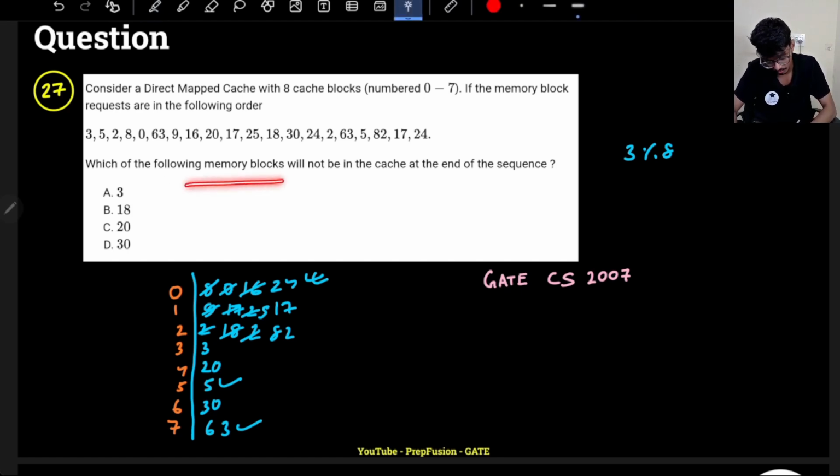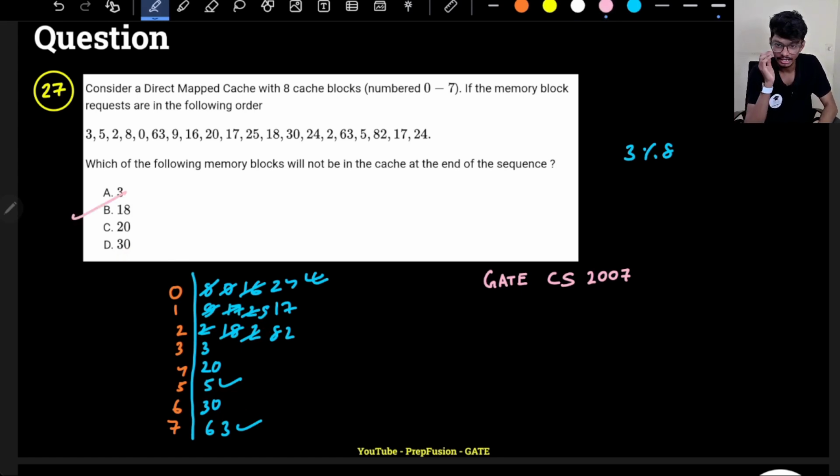Which of the following memory blocks will not be in the cache at the end of the sequence? So if I see 3, is 3 in the cache? Yes. Is 18 in the cache? No, 18 is not in the cache. Is 20 in the cache? Yes, 20 is in the cache memory. Is 30 in the cache memory? Yes, 30 is in the cache memory. 18 is not in the cache memory. So option B will be correct.